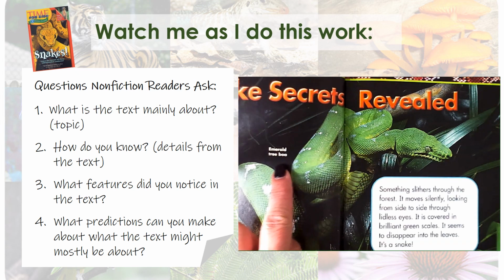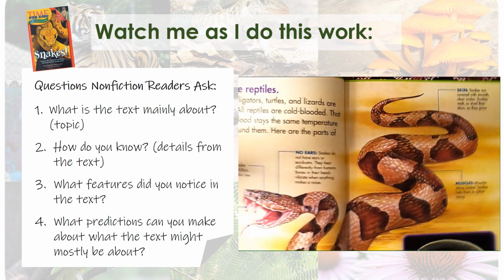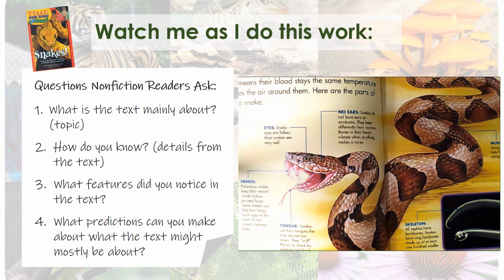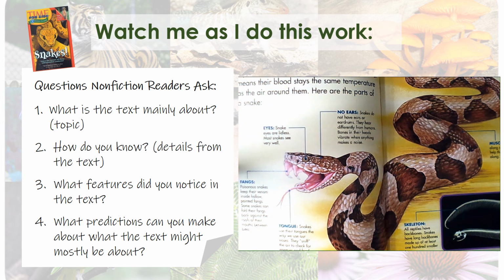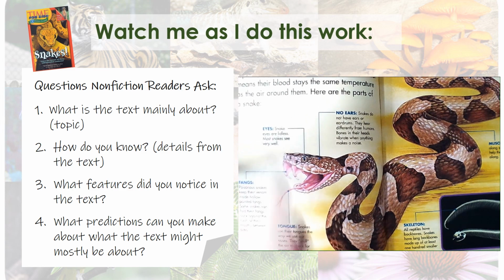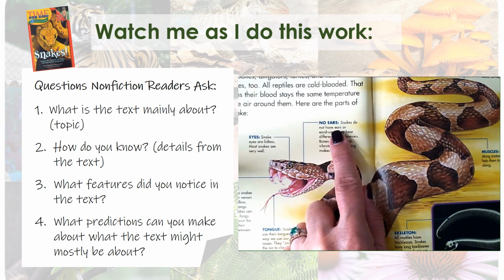That caption, that's another text feature, tells me what kind of snake this is in this photograph. So that's another text feature. This is another text feature. It's a diagram that actually tells me about the different parts of snakes. So not only does it tell me what part it is, but it gives a little description. Did you know snakes don't have ears?